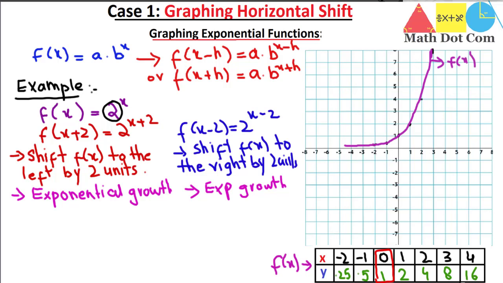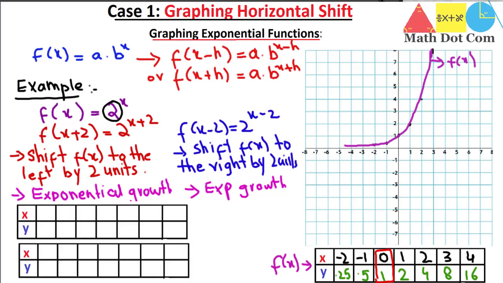Now the transformations will be with respect to this function. This is the parent function. Let's see the transformations, that is f of x plus 2 and f of x minus 2. So let's draw their tables as well. These are the two tables. One is for f of x plus 2, and this is for f of x minus 2. Accordingly, we will plot these with blue and red on the graph as well.